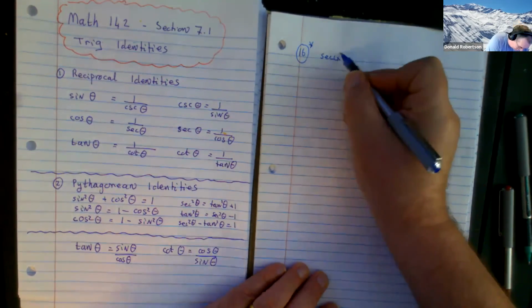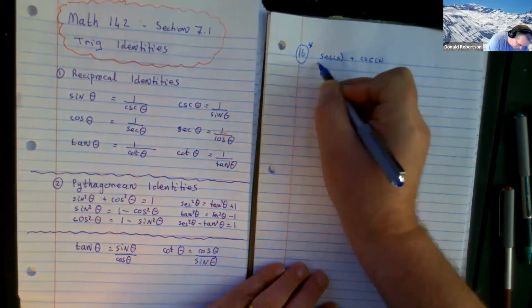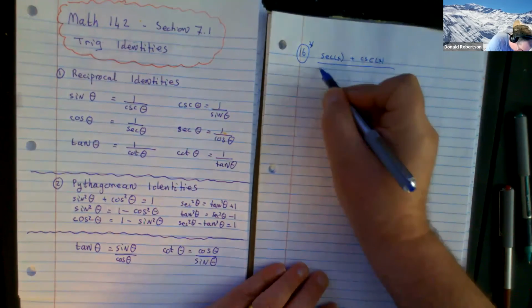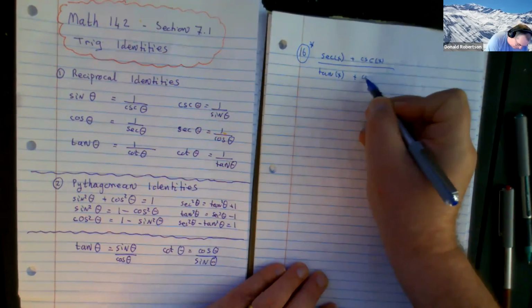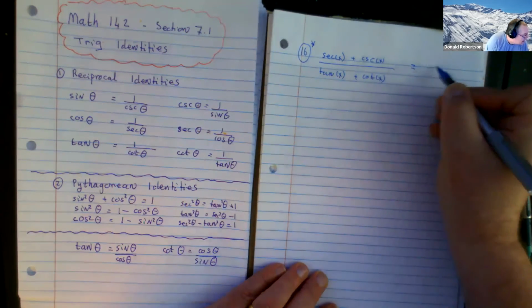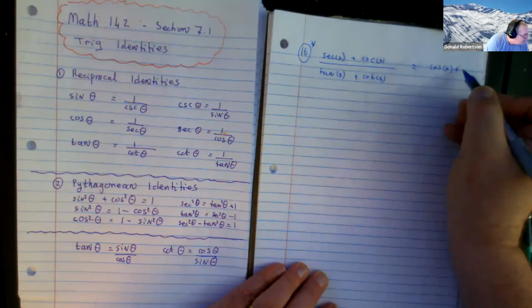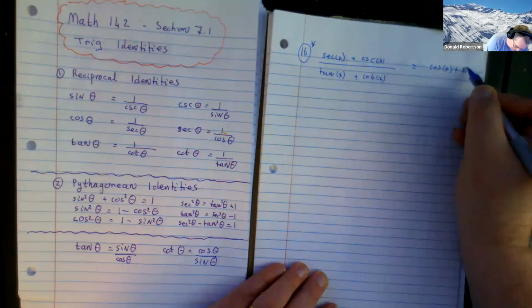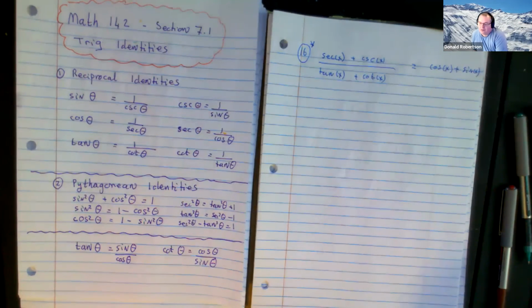Secant squared x plus cosecant x. I said squared, it's not. On the bottom, tan x plus cotangent x. And evidently, that entire fraction ends up being cos x plus sin x.